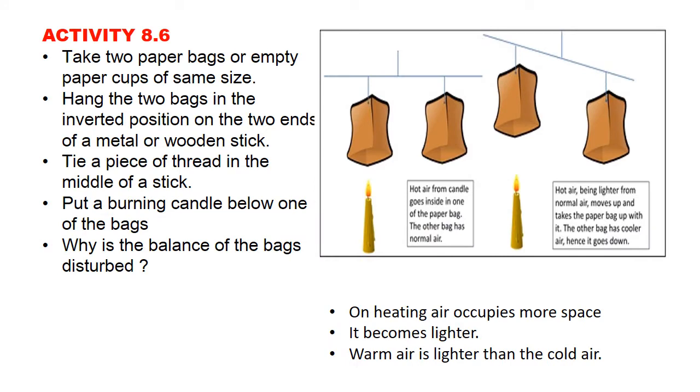Next activity, activity 8.6. In activity 8.6, you have to take 2 paper bags or empty paper cups of the same size. Hang the 2 bags in the inverted position on the 2 ends of a metal or a wooden stick. Tie a piece of thread in the middle of the stick. Put a burning candle below one of the bags. You can see it in the picture clearly.